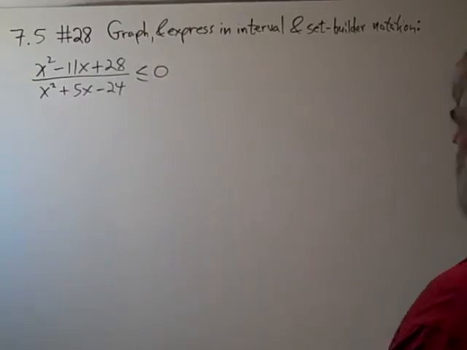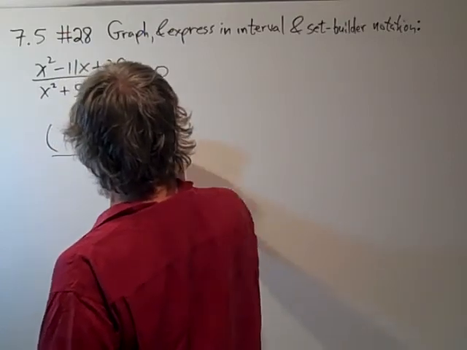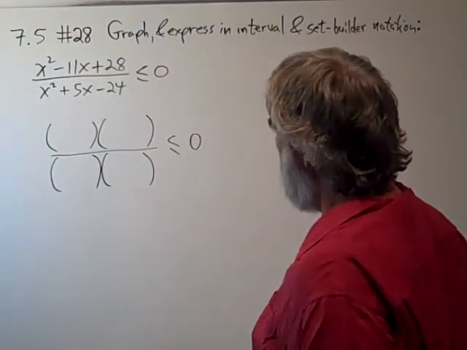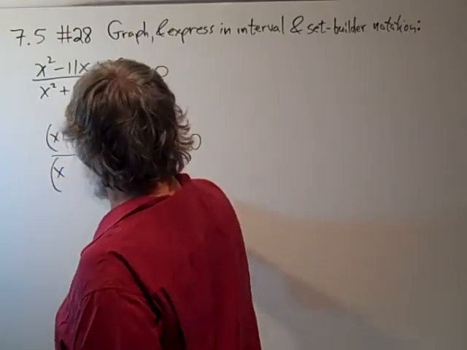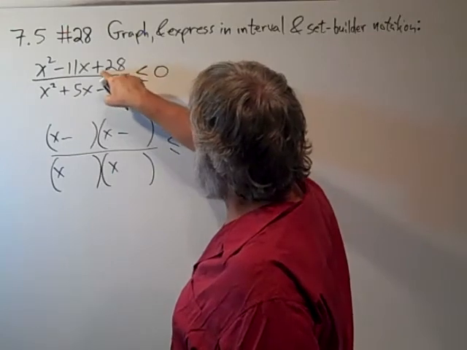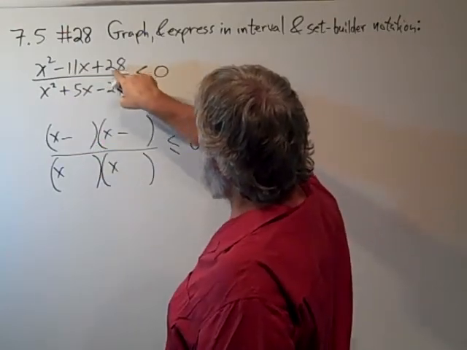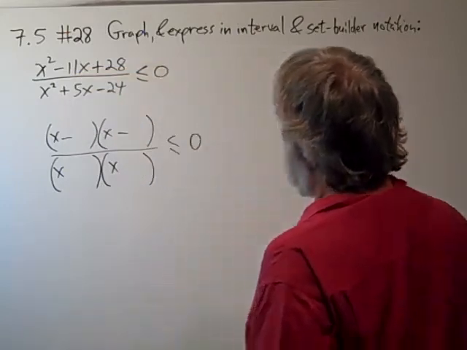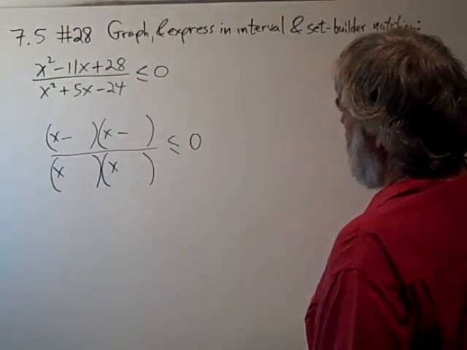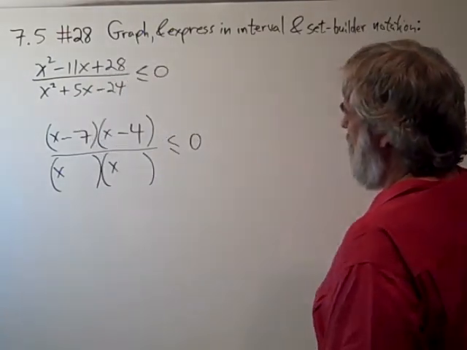Okay, let's factor everything first. Everything starts with an x. So the first one has to have a negative times a negative to get a positive on the end and yet have a negative term. We're looking for two numbers whose product is 28 and that add up to 11. 7 times 4 is 28. 7 plus 4 is 11.